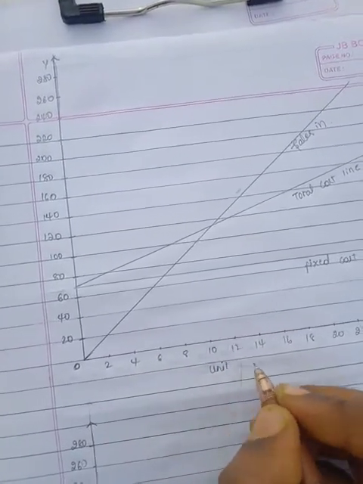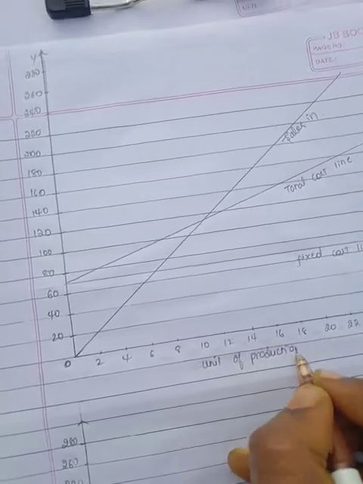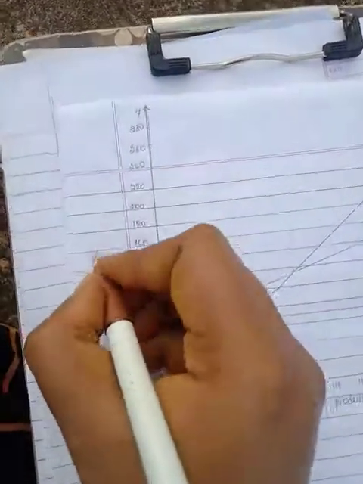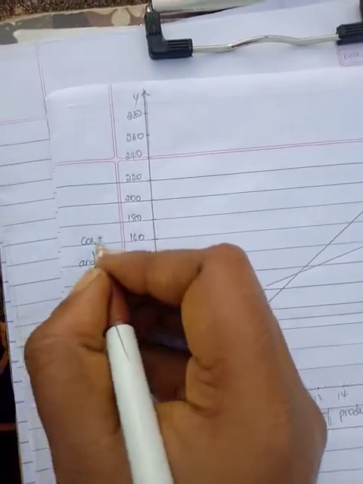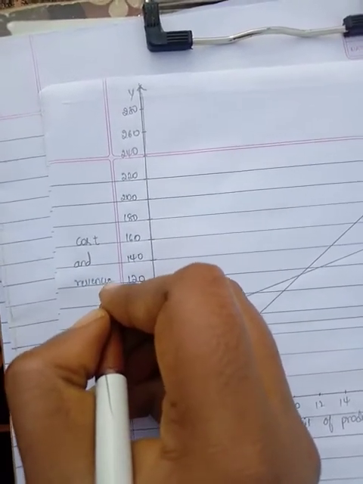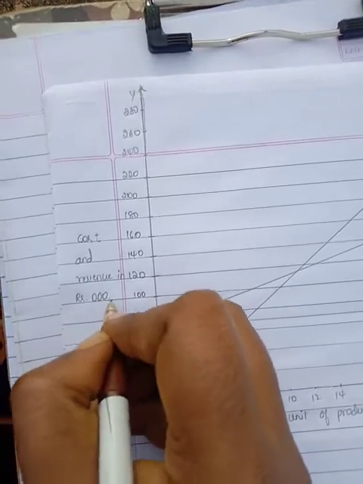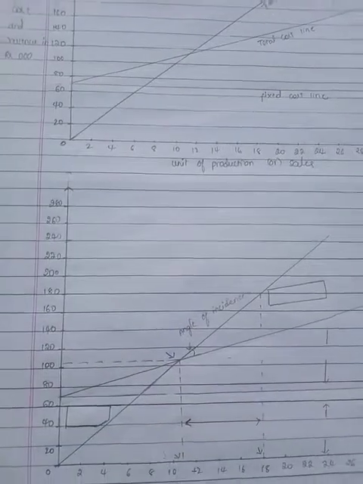Unit of production or sales, cost and revenue in rupees. So finally, the total diagram comes like this.